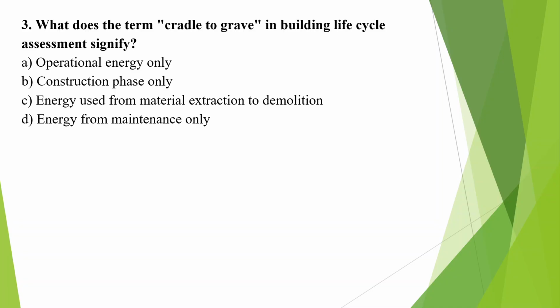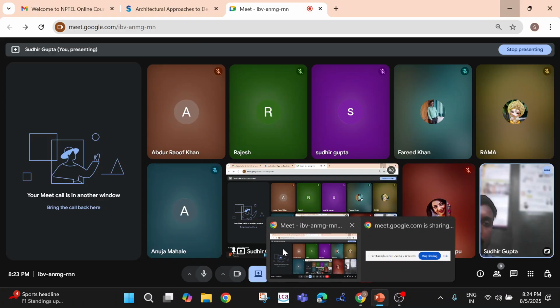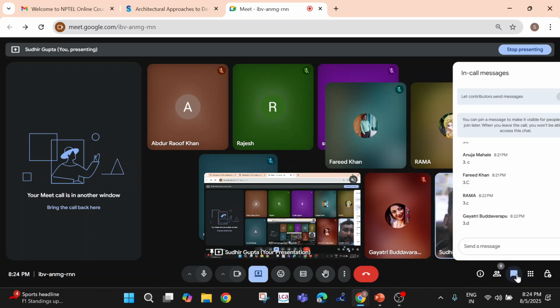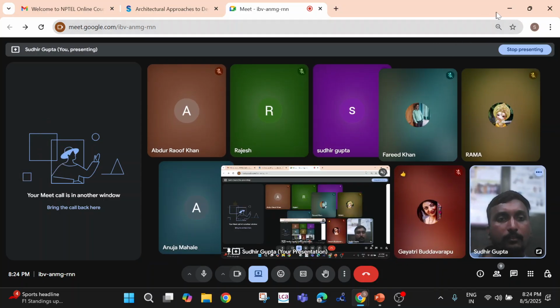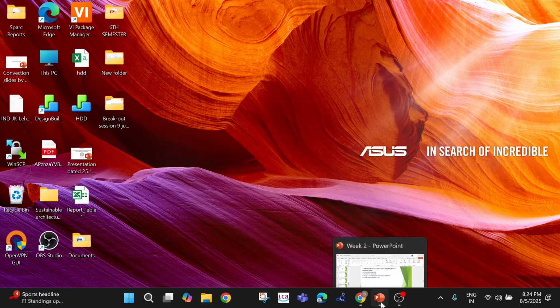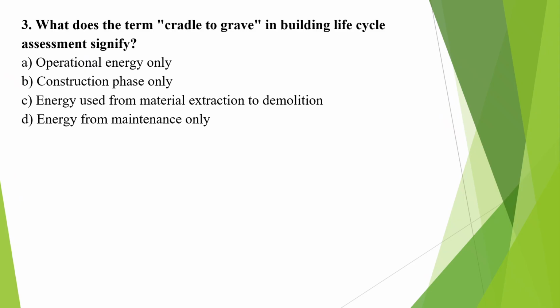Whoever mentioned option D, this is not the correct answer. So it is now clear to all of you. Then we can move to the next question. Is it clear? Okay, fine. So here is the next question then. It's good to know that your concepts are getting brushed up.